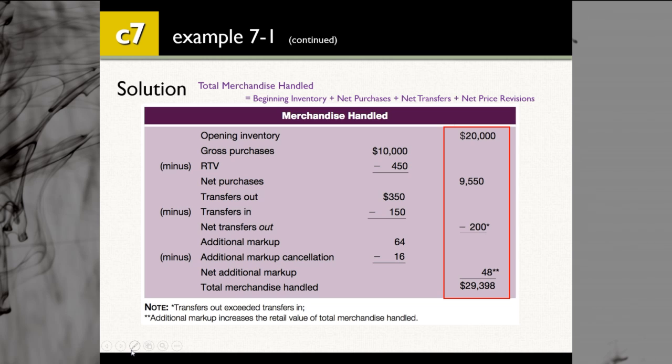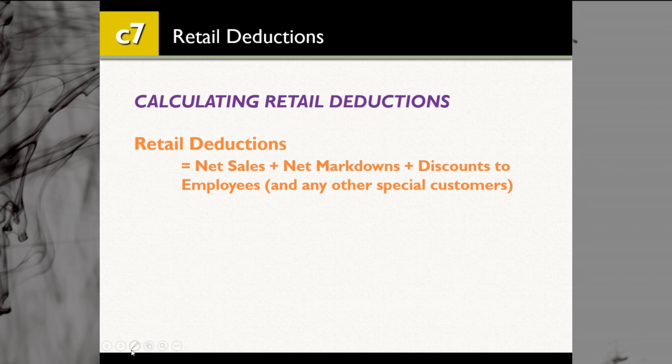Okay, so now you learn how to calculate this total merchandise handle, and that's really important to learn as part of your book inventory, because that's what you're going to have, and then you're going to deduct some amount to get your book inventory. We're going to talk about the other part of this, book inventory, in the next slide. So let's look at the retail deductions.